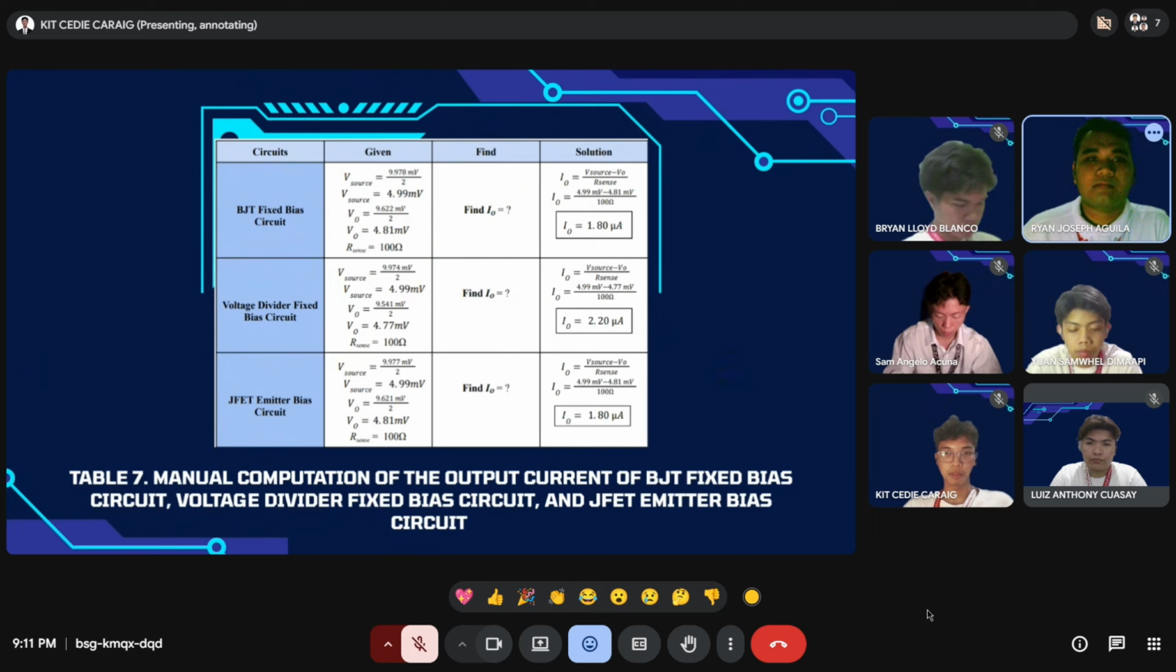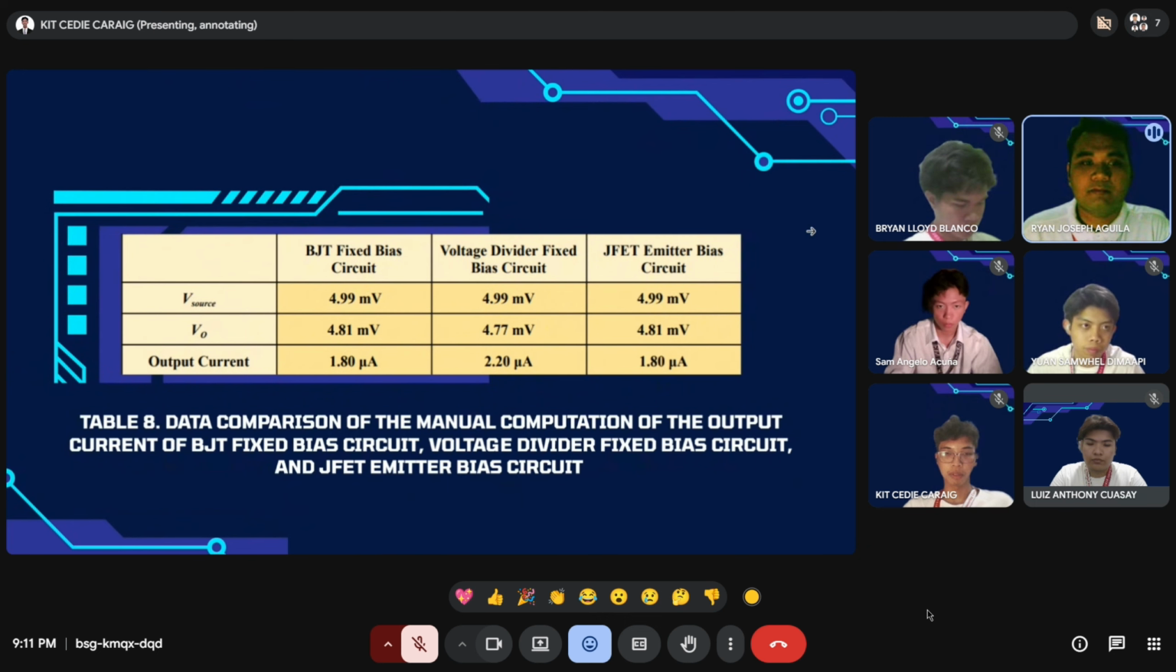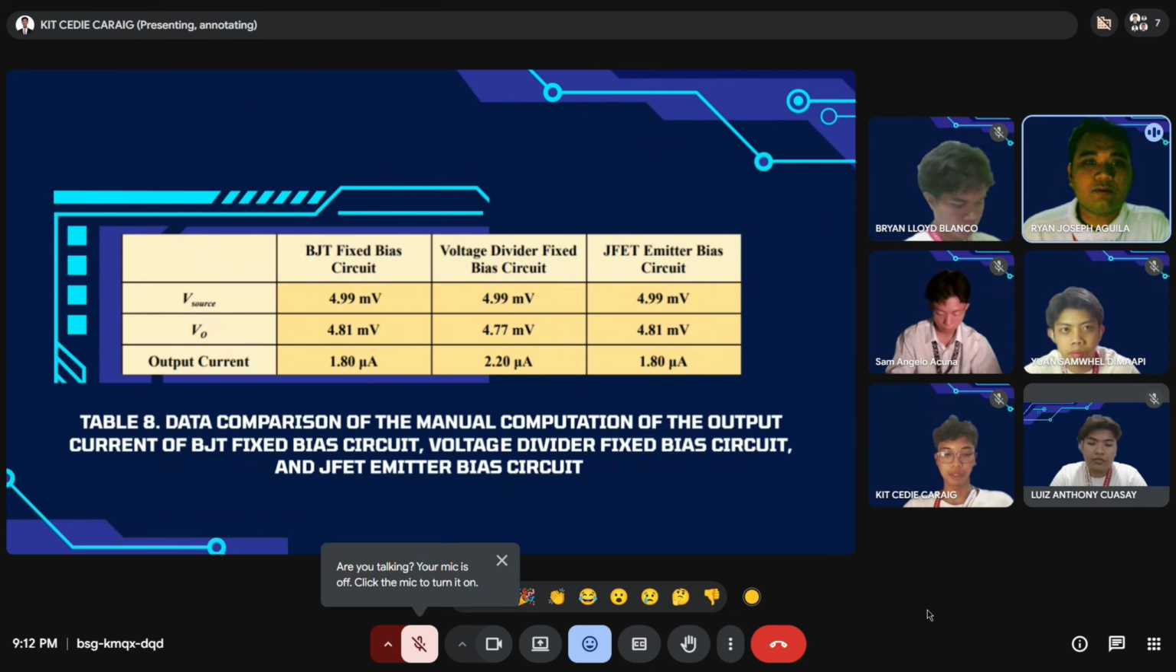Next slide, please. And for table 8, this is the comparison. This compares the output current of all three circuits. First, take note that the input voltage is constant at 4.99 millivolts. This ensures a fair comparison.